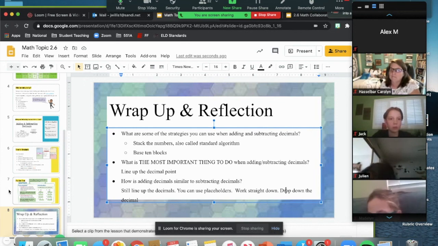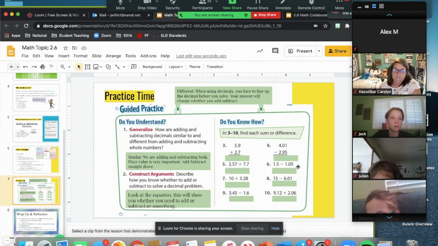Remember, tonight you have these problems to do on slide 7. On slide 7, you're doing 3 through 10. You also have your practice buddy and you have your independent practice on Realize that I want you to do. Once you guys do that, we're going to be checking to see how well you guys got this strategy down of adding and subtracting decimals.